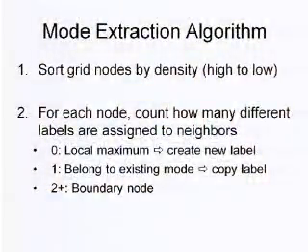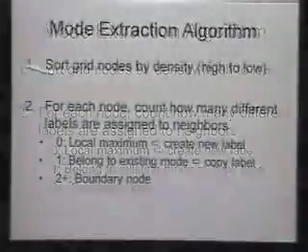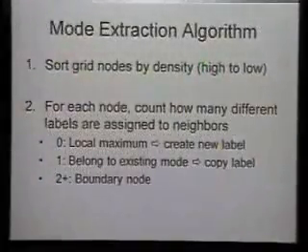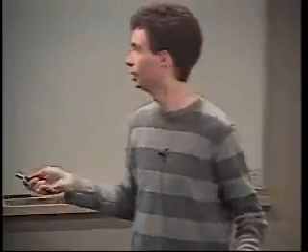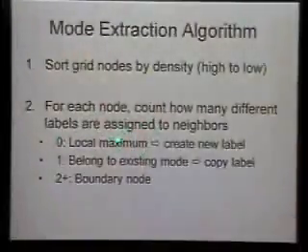This algorithm to extract the modes is very simple. The first thing that we have done is to sort the green nodes by density, top to down. And for each node, we count how many labels are among the neighbors. If there's no label assigned already, then we create a new one. We know it's a local maximum. Give this new label to this grid.